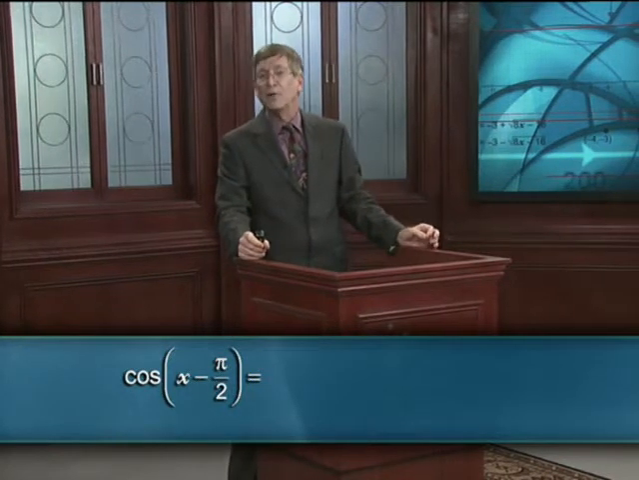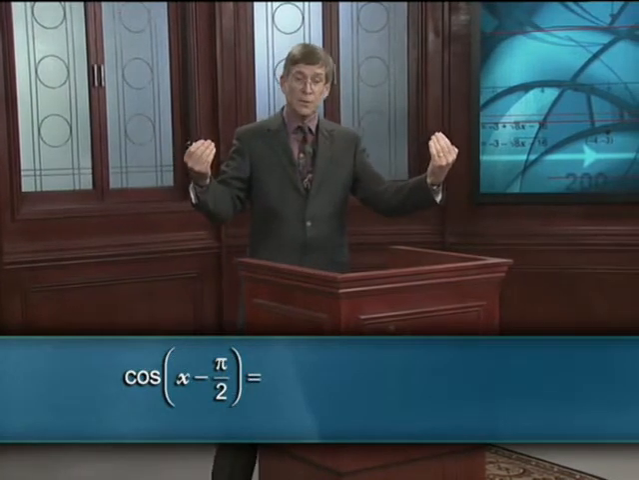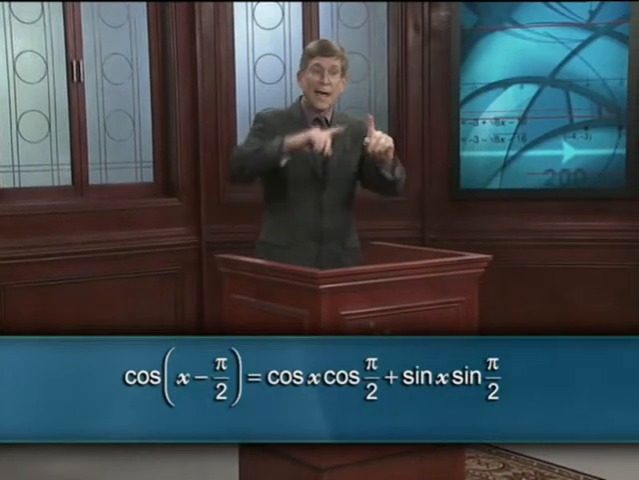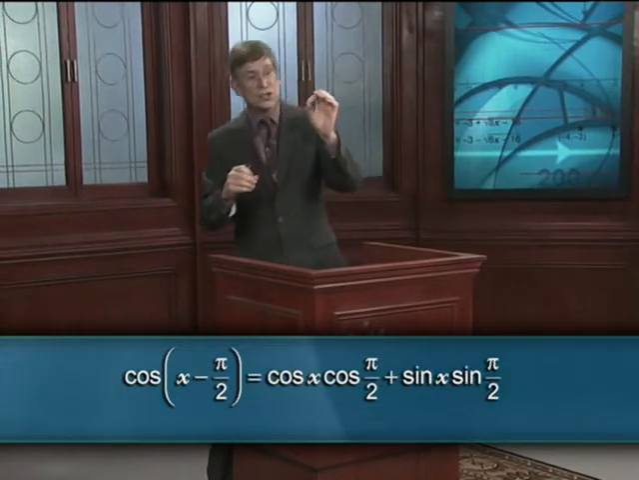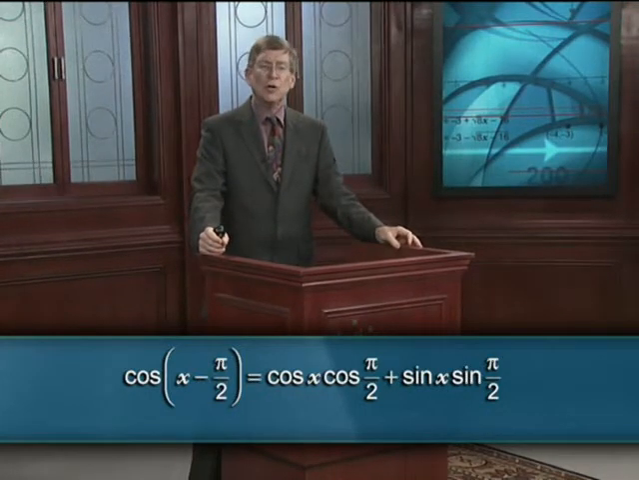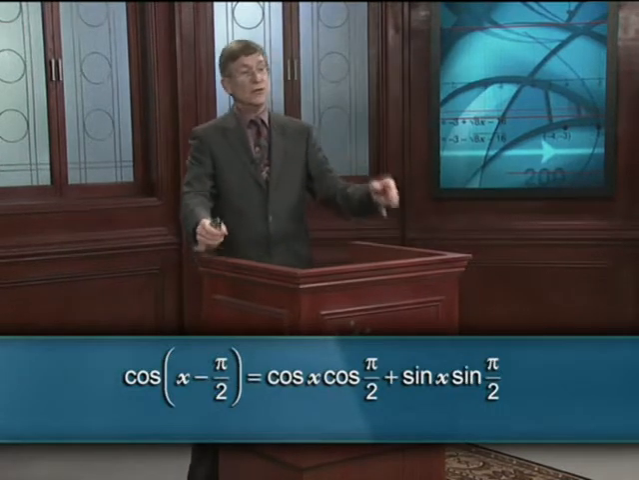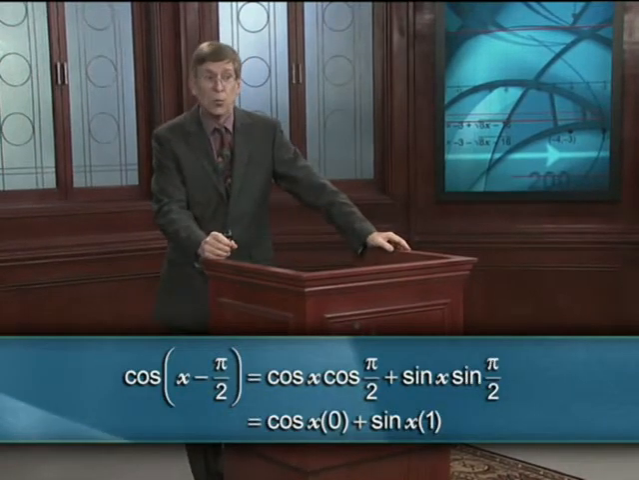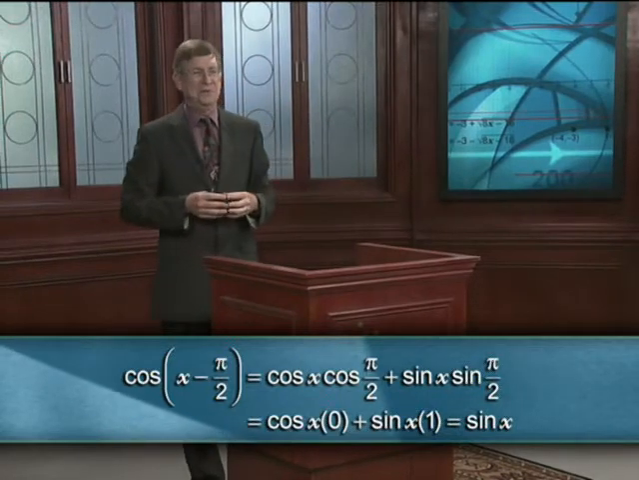Here we go. Cosine of x minus pi over 2 equals. Well, that's cosine of a difference, x and pi over 2. So the formula says it's cosine x, cosine pi over 2, and now it's plus, isn't it? Remember, if it's minus over here, it's plus sine x sine pi over 2. Now we can evaluate some of these. Cosine pi over 2 is 0, and sine pi over 2 is 1. So it simplifies to cosine x times 0 plus sine x times 1, and that, of course, is just sine x.